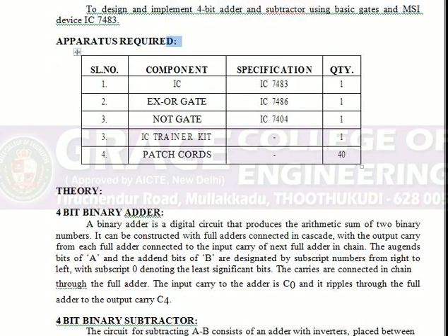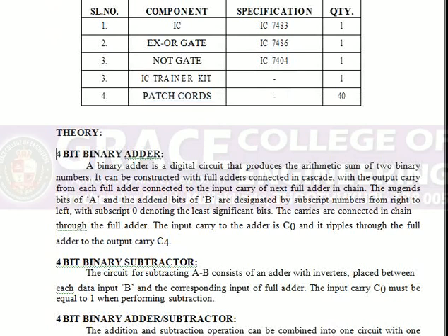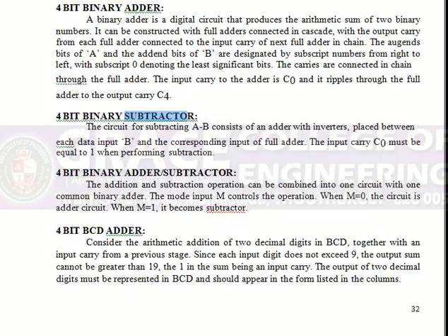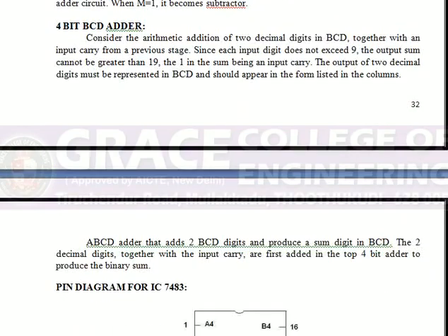Apparatus required: IC 7483, XOR gate, NOT gate, IC trainer kit and patch cords. Here we are adding the 4-bit binary adders. Then you will get the output. According to that, the subtractor is also done separately. Then you can combine that binary adder and subtractor. Then you will get the output.